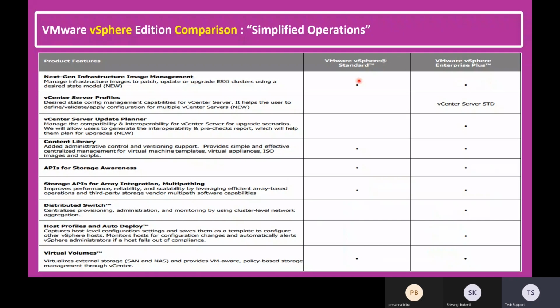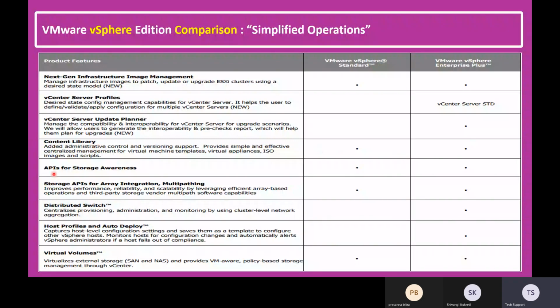And Content Library. Content Library is also one of the vSphere features. It maintains all our ESXi host ISO files, appliances, and templates information. How to configure Content Library and all, I will cover in later classes. But understand that Content Library is one of the vSphere simplified operation features. This feature is available in both editions.